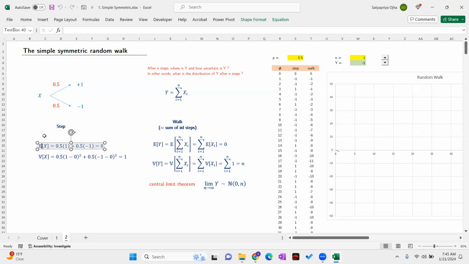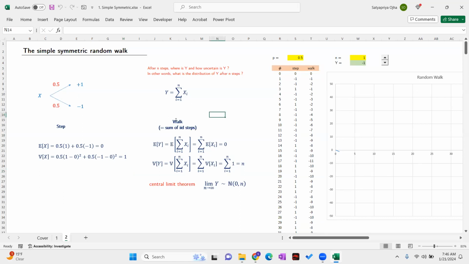We can easily calculate the mean and variance. Expectation of the step is simply 0.5 times 1 plus 0.5 times -1, that is 0. So on an average, the step will take a value of 0, although it never takes a value of 0. It is either +1 or -1, but on an average, since it is symmetric, the mean of the step is 0. Variance you can also calculate, easy. Variance is 1.